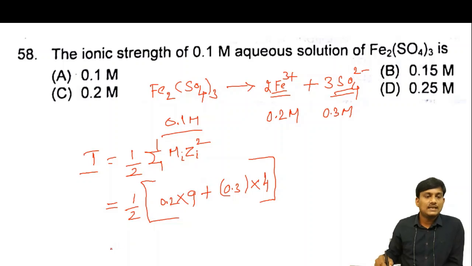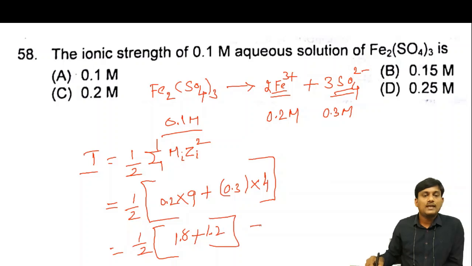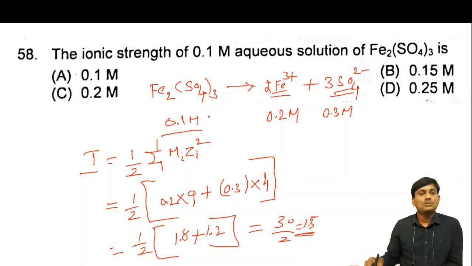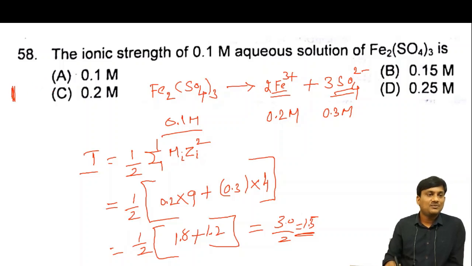So you will get 1 by 2, 0.2, it will be 1.8 and 1.2. So 1.8 plus 1.2, it's a 3, 3.0, so it is equal to 1.5. Here there is no 1.5 option, so it's a wrong question, it's a bonus. What is the correct answer? It's 1.5 molarity. Okay.